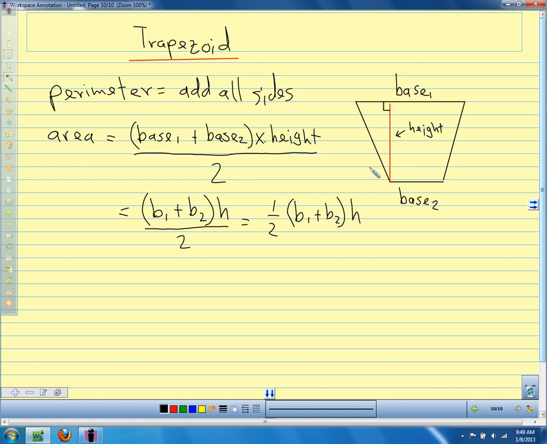And the reason this formula works out the way it does is that I can always take two trapezoids and put them together to make a parallelogram. So I end up adding the two areas, and that's why we end up dividing by 2. Because I can always put two trapezoids together to get a parallelogram. So that's why the formula works out that way.